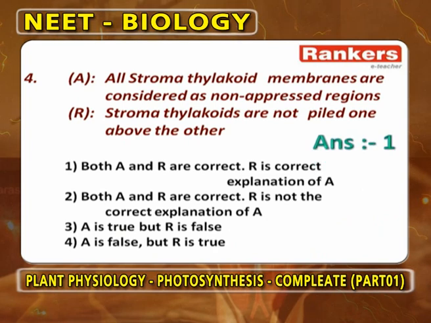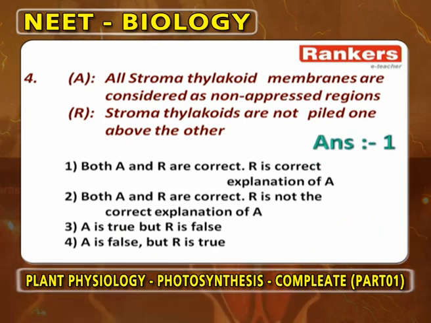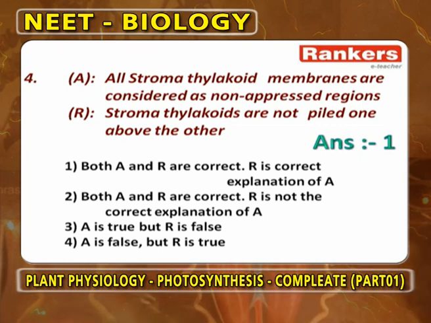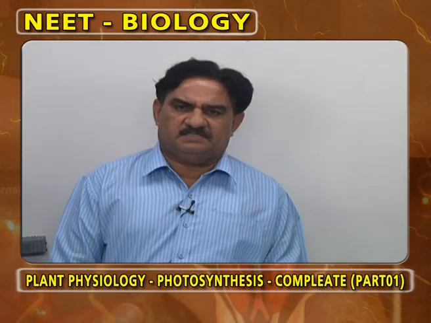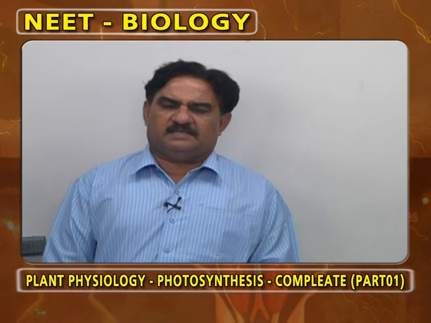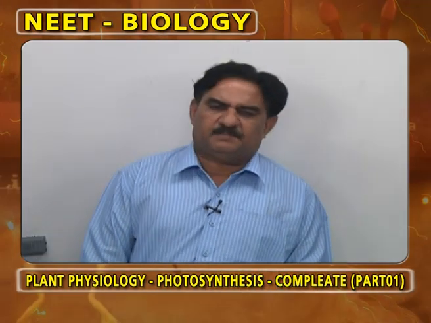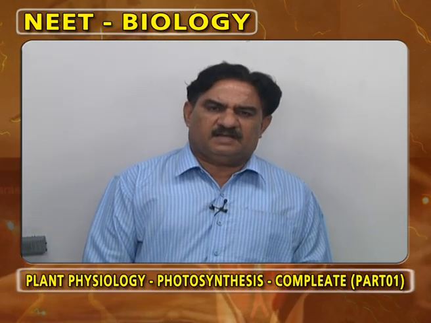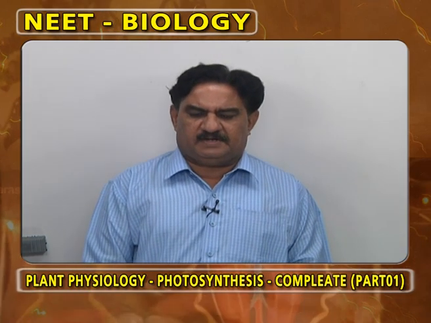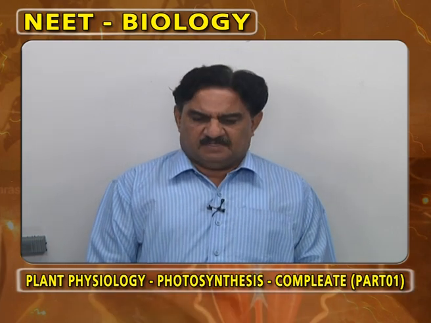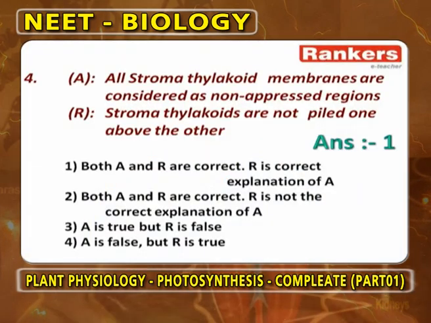Next, all stroma thylakoid membranes are considered as non-appressed regions. All stroma thylakoid membranes are exposed to the stroma matrix. Any portion of stroma thylakoid, ends of grana, margins of grana, that are exposed to the stroma matrix, are called non-appressed regions. The portions of grana which are present as a stack of plate-like structures, not exposed to the stroma matrix, are called appressed regions. So, all stroma thylakoid membranes are considered as non-appressed regions is correct.